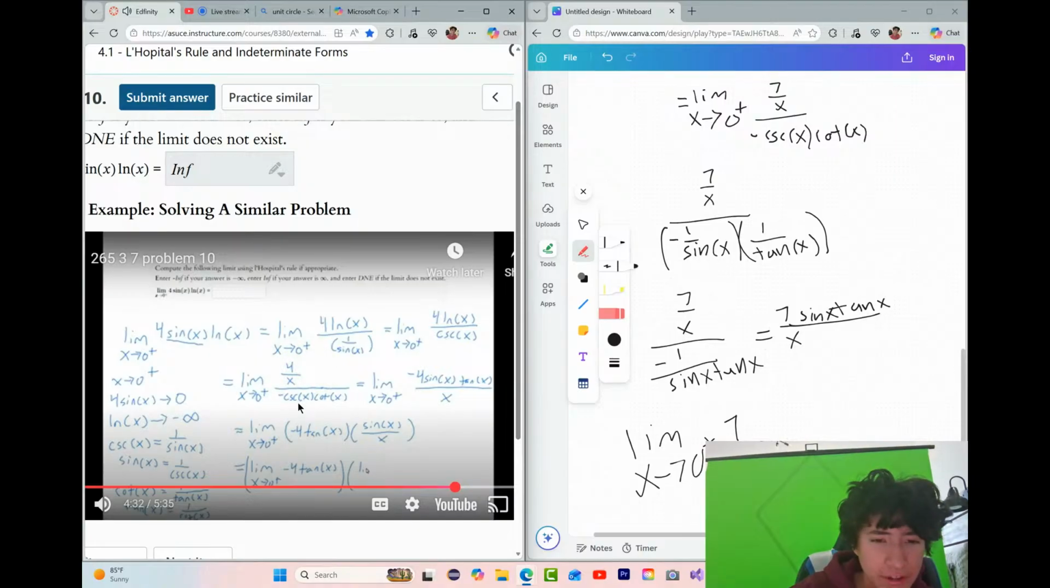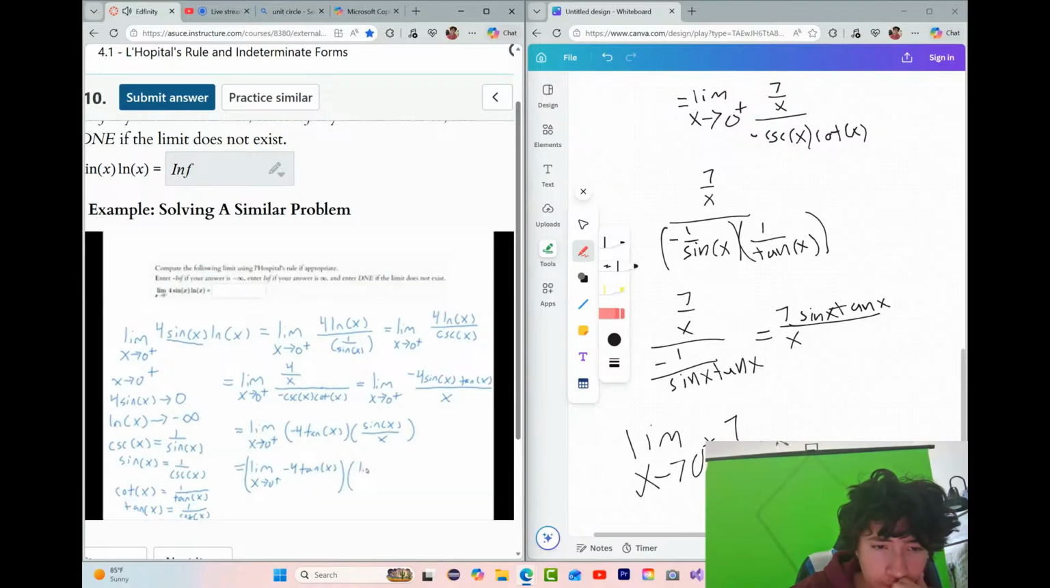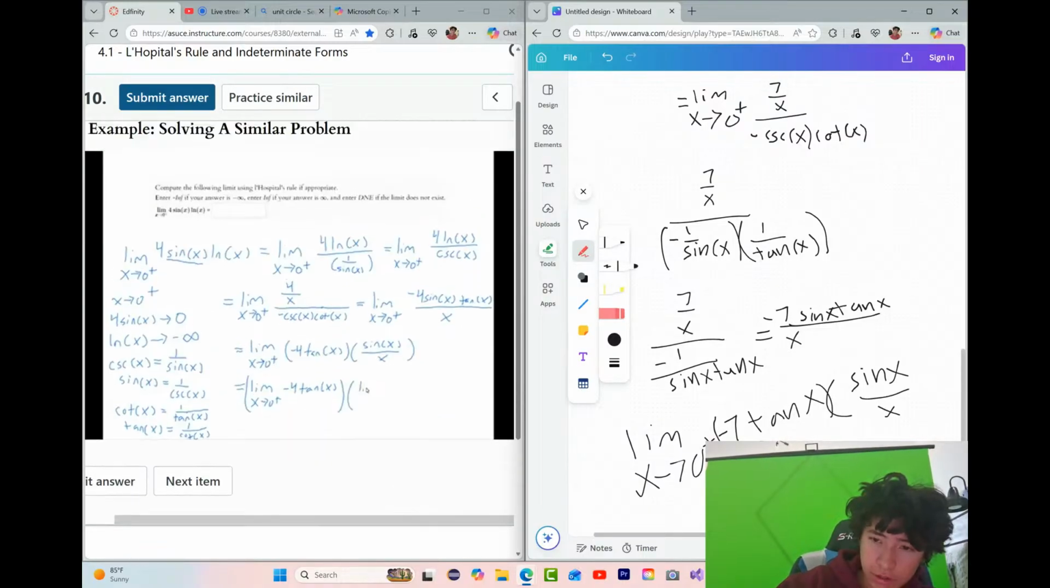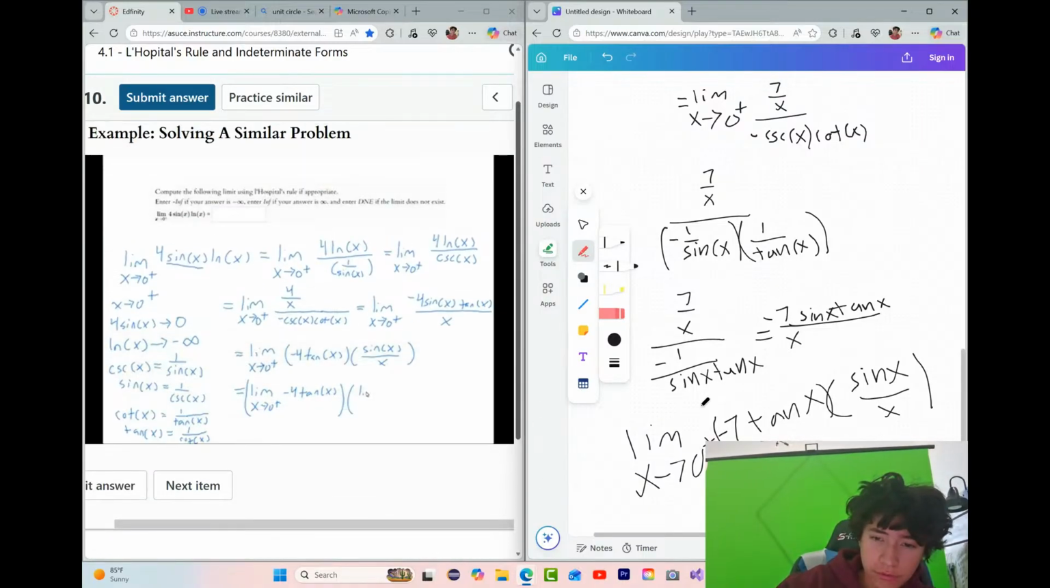Why did you get -4? Oh, that's right, because I have a negative sign. Oh, I see. Okay. So now we can simplify.